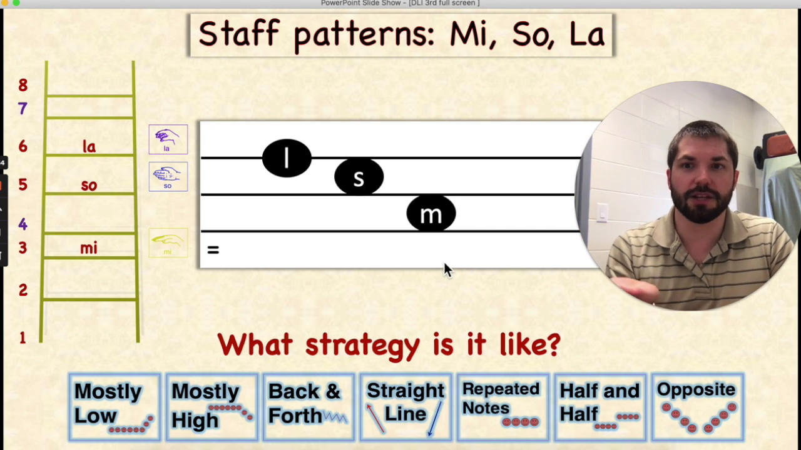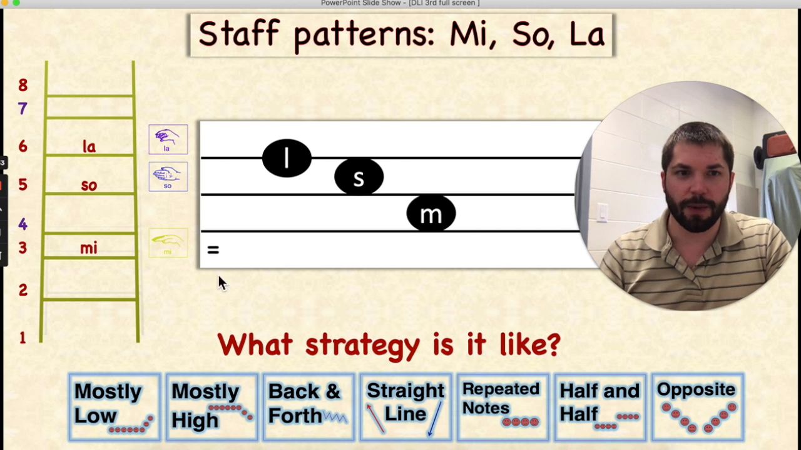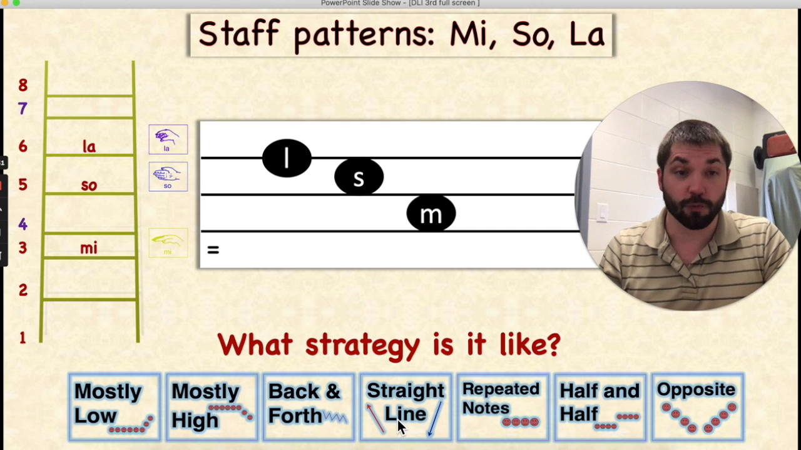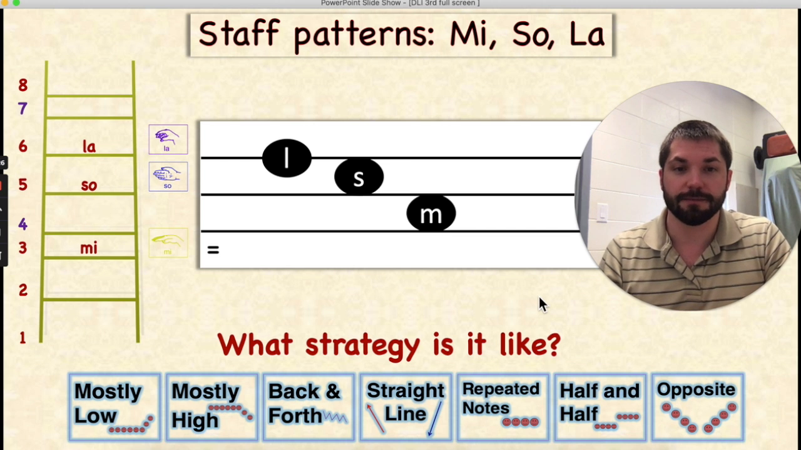Okay, what strategy is this one like? If you look at it carefully, it's going straight down our ladder without any repeats or backups, so I think this would be a straight line pattern. What do you think? Going in a straight line down the scale.